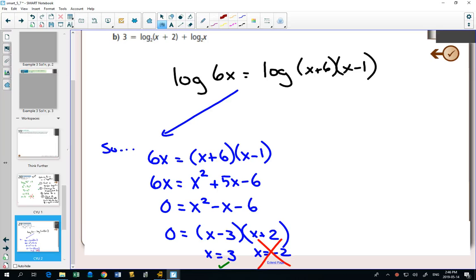Careful, because we've had 2 examples, and in both examples, the negative answers haven't worked and the positive answers have worked. That doesn't always happen. I can make a question with 2 positive answers where they both don't work. I can make a question with 2 negative answers where they both work. I can make a question with 1 negative and 1 positive, and the negative one works and the positive one doesn't. You always have to check the original equation to make sure you don't take the logarithm of a negative number. And I'll give you some examples later where the opposite works. Okay?